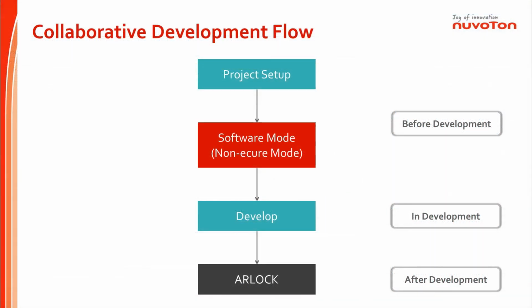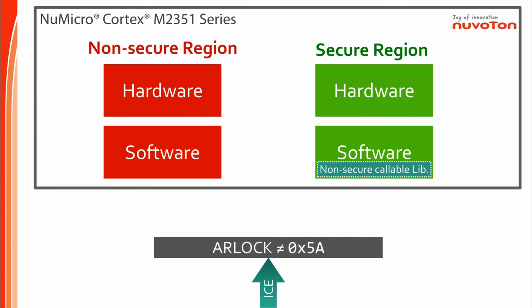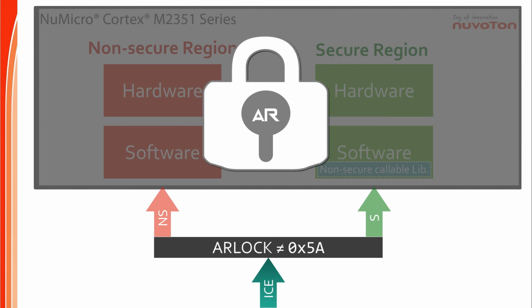At last, AR-lock can be enabled after the secondary developer completes the product development stage. This prevents code in the product from being invaded, obtained, or tampered with in any way by people with bad intentions. All Region Lock implies that it will lock code in all regions. When the MCU detects that an ICE is connected, if the AR-lock address isn't read as 0x5a, the MCU will start the read and write protection mechanism on the secure region and non-secure region.